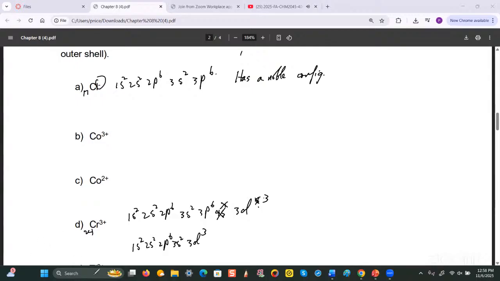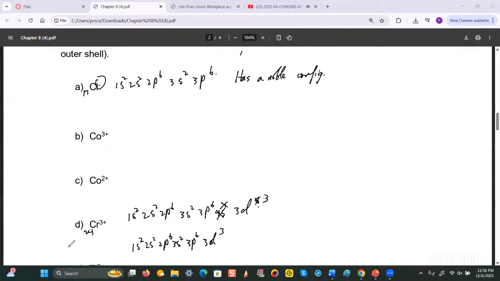Any questions about this one? You look puzzled. What about the 3p6? Oh, right, thank you so much. I skipped over 3p6, which should be here, and then 3d3. Okay. Any other questions about this?